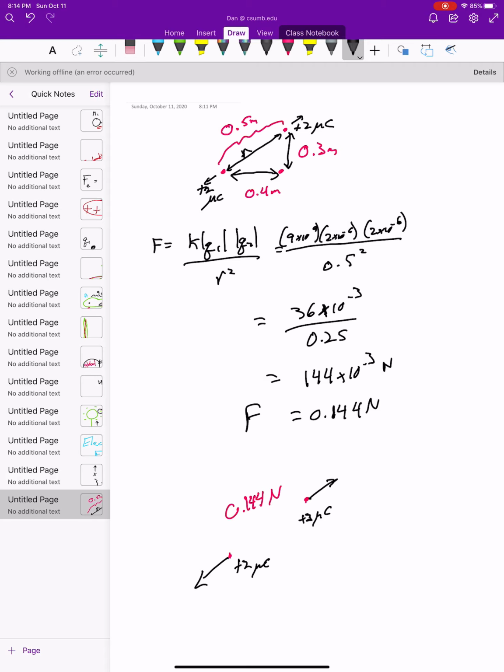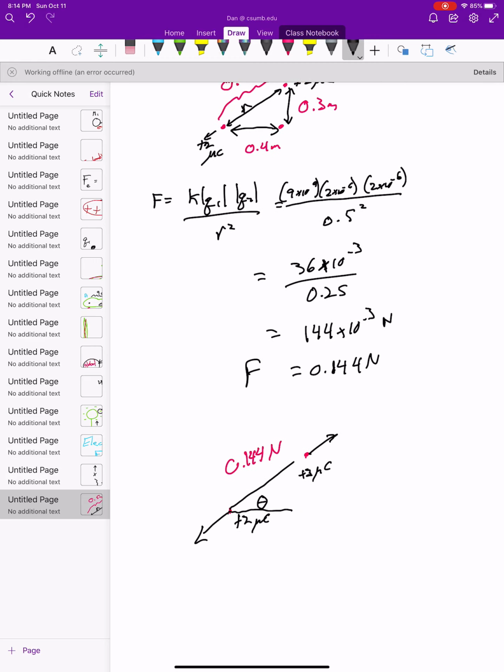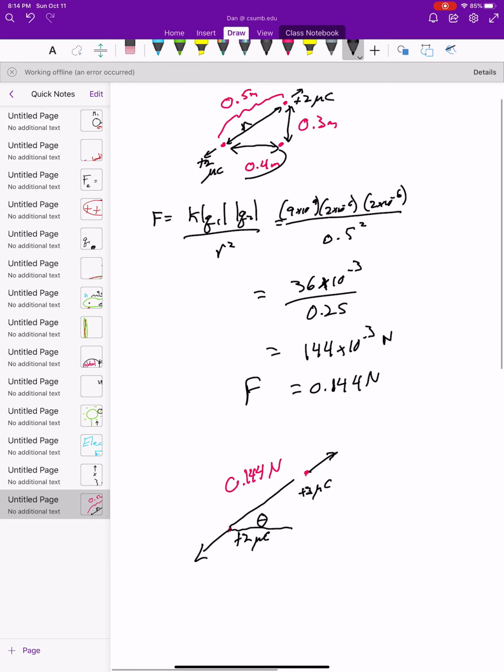And the question I'm often getting is, how do I find this angle here? The angle in between them. I need to find that angle in order to find the I hat and J hat components. That's later on, we've done that. But the first step is to find this angle. And what I want to explain to you is you want to use either distances, which is 0.4, 0.3, or 0.5, or forces, 0.144. But I need to know what the size of those two forces are, of these two legs of the triangle, in order to find this angle.